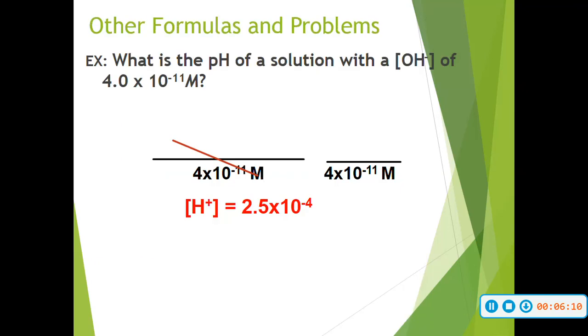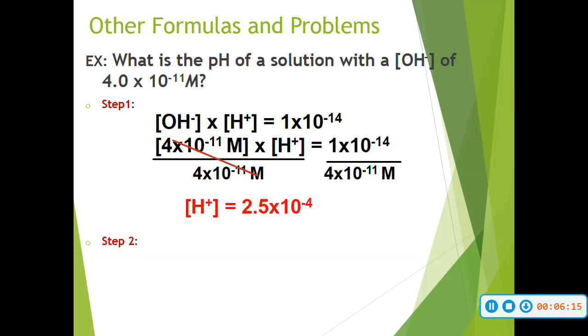Okay? So, oh no, I kind of gave you all the answers already. So let's just go ahead and explain what our problem is first. Okay, so what is the pH of a solution with a hydroxide ion concentration of 4.0 times 10 to the negative 11th power molar? Okay, now it's asking for a pH, and it's given us your hydroxide ion concentration.